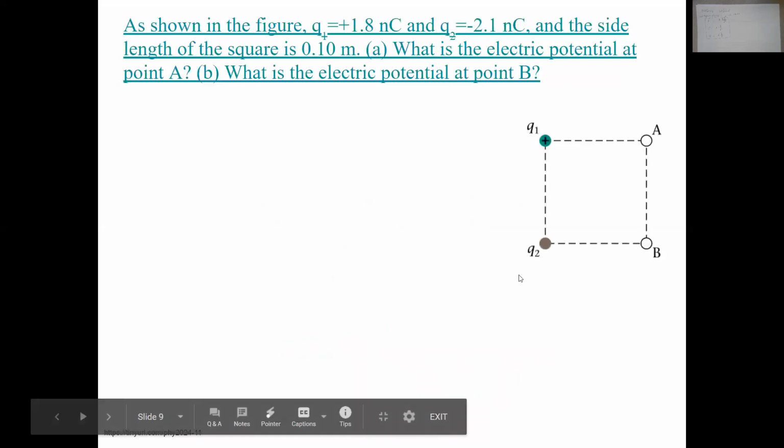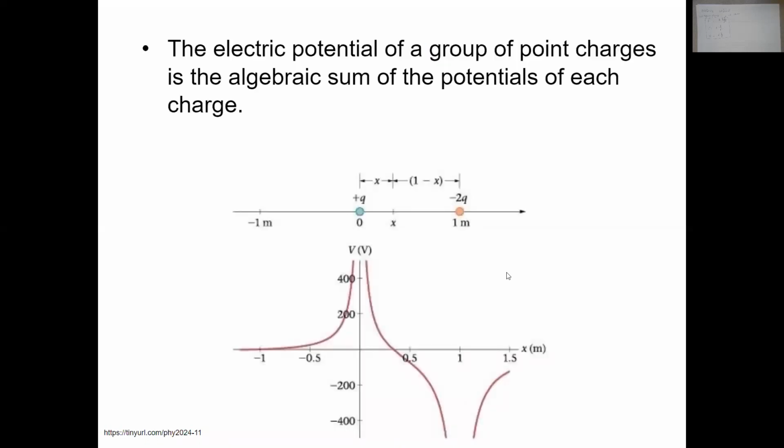So in that sense, for the electric potential by several point charges, you simply need to do the algebraic sum of the potential of each point charge, because potential is a scalar quantity, not a vector. Force is a vector, electric field is a vector, but electric potential is a scalar. So that makes things a little bit easier.